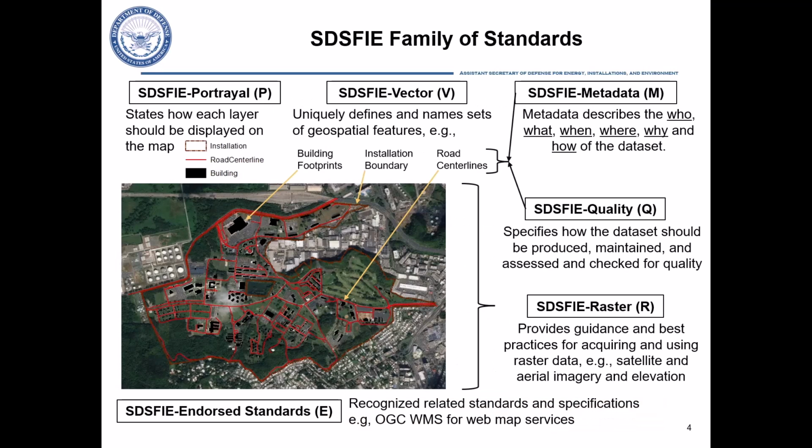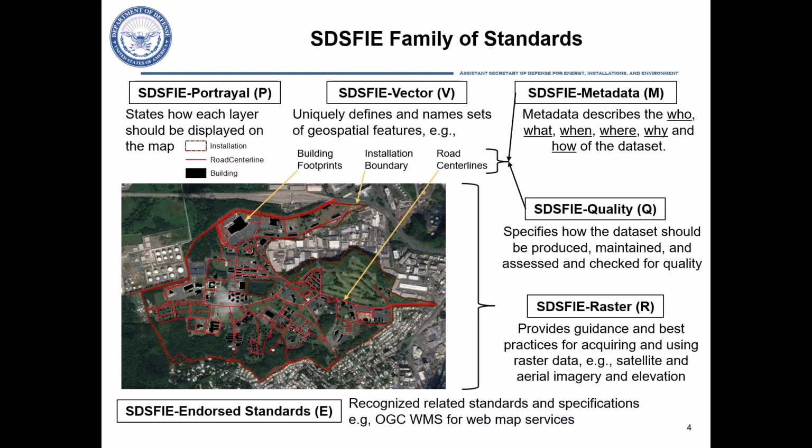The graphic shown here is a representation of how the SDSFIE family of standards relate to the geographic elements of mapped data, using the Fort Buchanan installation as an example location. Starting in the upper left, the portrayal, or P standard, defines how features on the ground are represented on a map by symbology. The vector, or V standard, establishes a common vernacular for features, like buildings, boundaries, and roads, and attributes that describe those features.